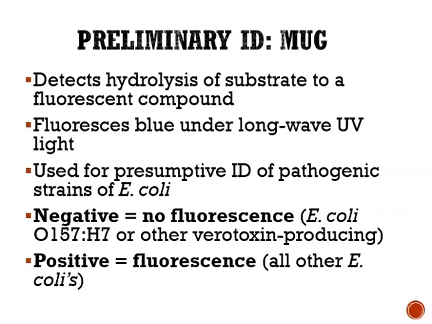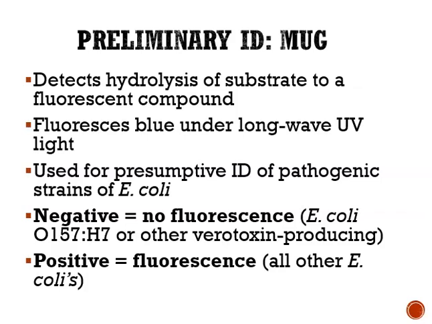Next test is the MUG test, which detects the hydrolysis of a substrate to a fluorescent compound. So what we're looking for in this test is a fluorescent blue color under long wave UV light. This one is used for the presumptive identification of your pathogenic strains of E. coli, that's your verotoxin producing O157:H7, and to differentiate it from the other Enterobacteriaceae.